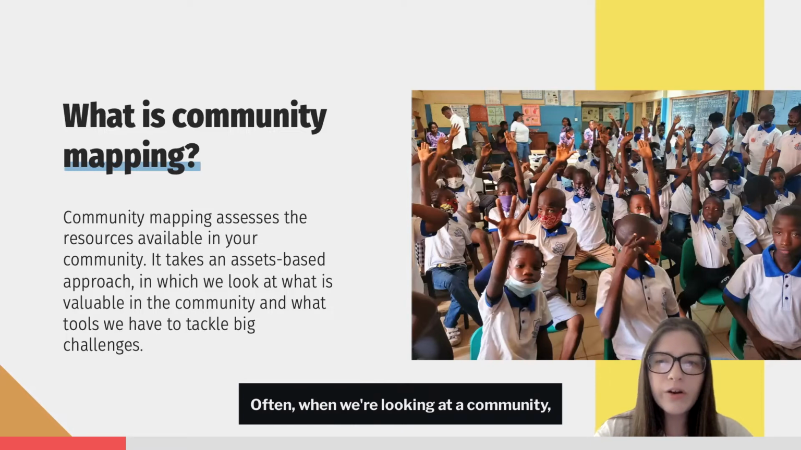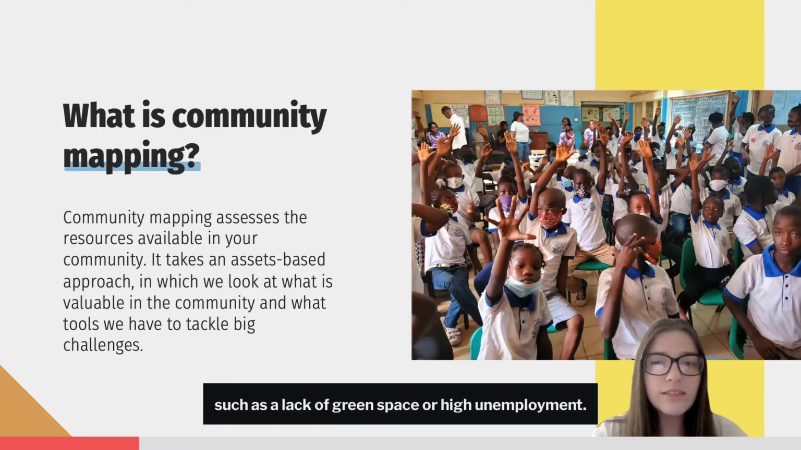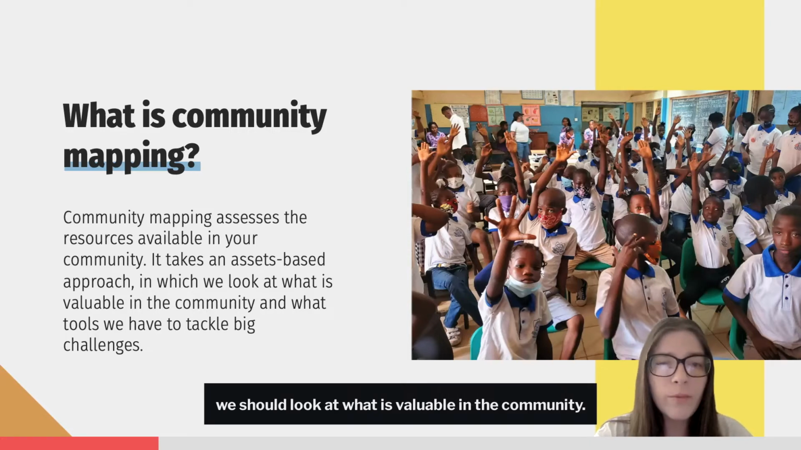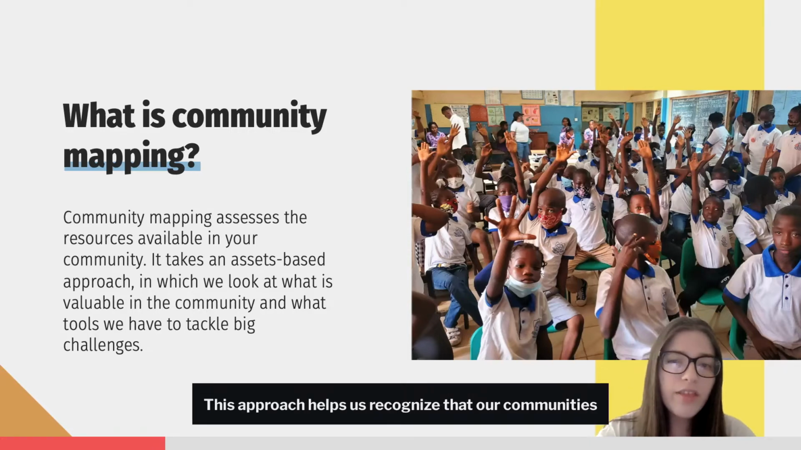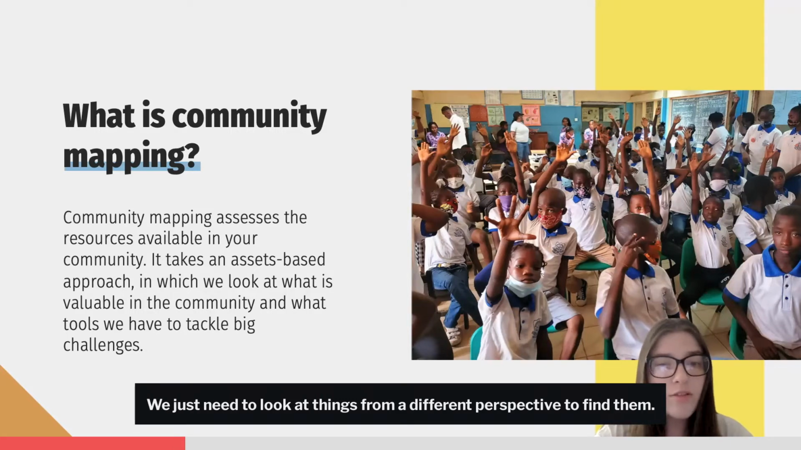Often, when we're looking at a community, we pay attention to the problems in that community, such as a lack of green space or high unemployment. Community mapping tells us that instead, we should look at what is valuable in the community. This approach helps us recognize that our communities do have the tools to solve the big issues we want to solve. We just need to look at things from a different perspective to find them.